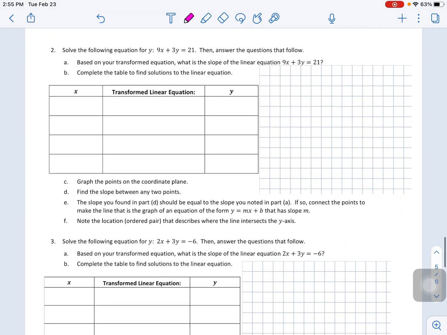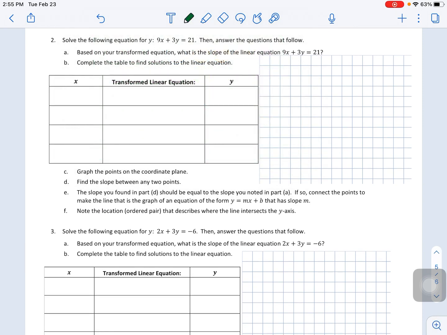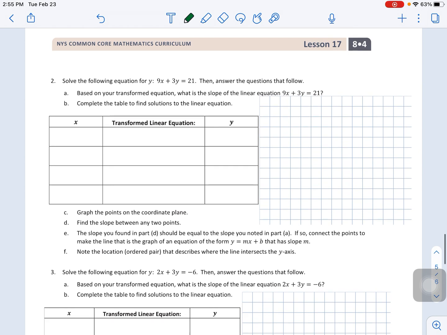All right, next problem, we're looking at similar things. So first, we want to look at the equation 9x plus 3y equals 21. And I'm going to move the x, and I get 3y equals -9x plus 21. Divide away the 3, and you get y equals -3x plus 7. So the next part says, what is the slope? And slope is in front of x, and that is a -3.